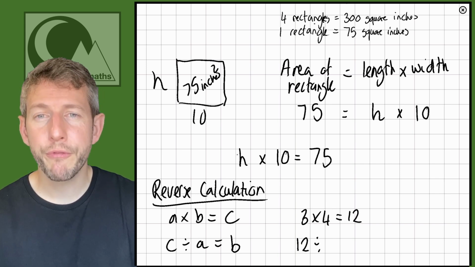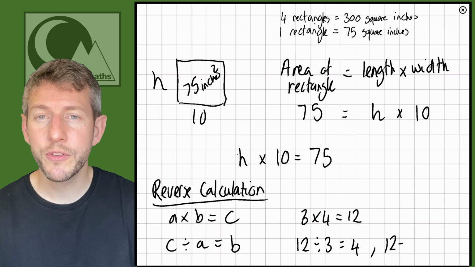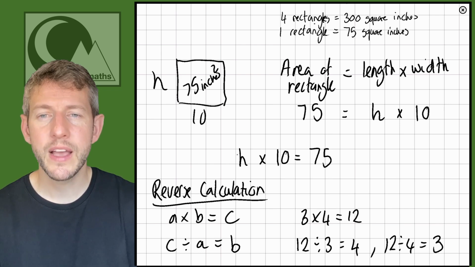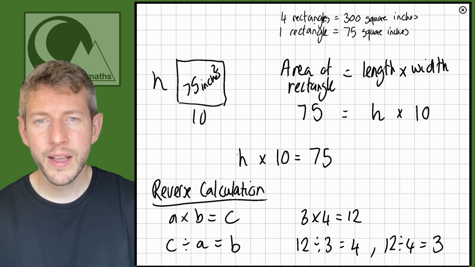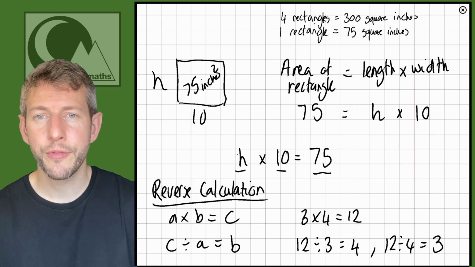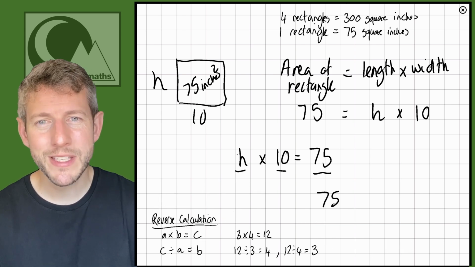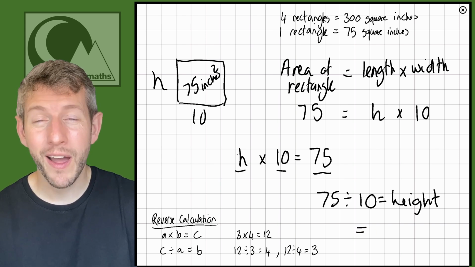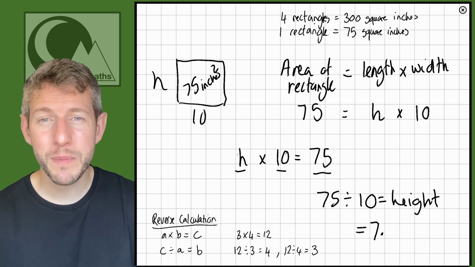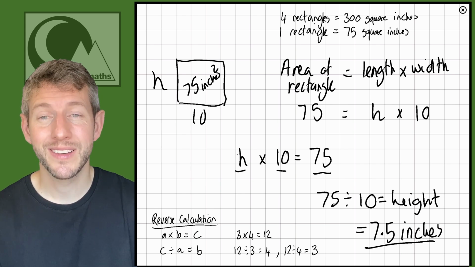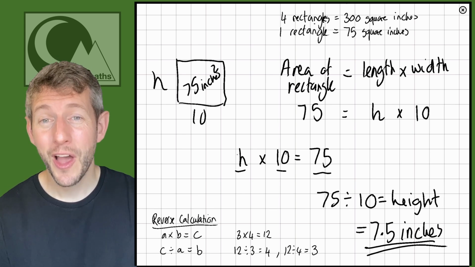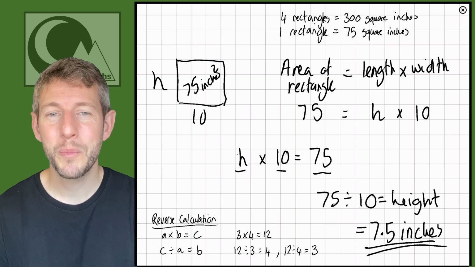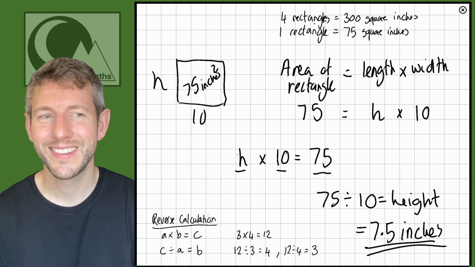Remember the example of 3 times 4 equals 12. 12 divided by 3 equals 4. 12 divided by 4 equals 3. So we've got height times 10 equals 75. Therefore, 75 divided by 10 is going to give us the height. 75 divided by 10 equals 7.5. So there we go. The height of this container would have to be 7.5 inches.